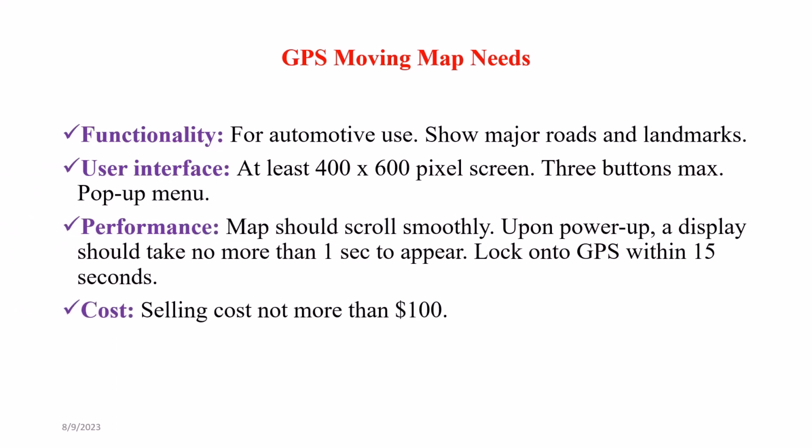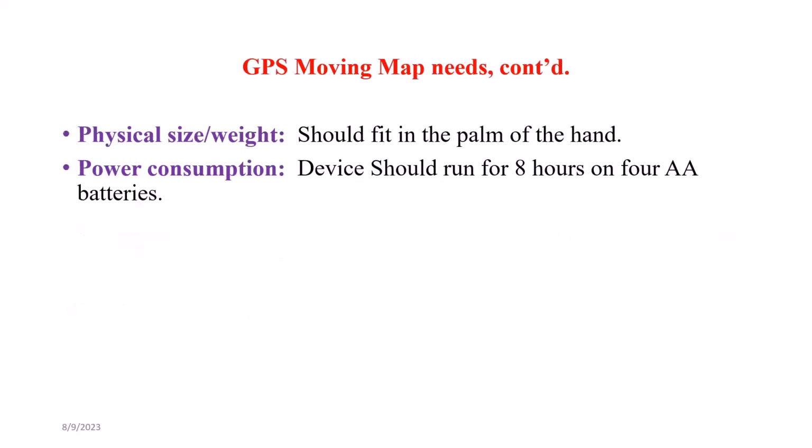So as I told you, we have to write the GPS moving map requirements functionality for automotive use: show major roads and landmarks, user interface at least 400 by 600 pixel screen, 3 buttons maximum. Performance: the map should scroll smoothly, and upon power up the display should take no more than 1 second to appear and lock on to the GPS within 50 seconds. The cost should be not more than $100 to $120.